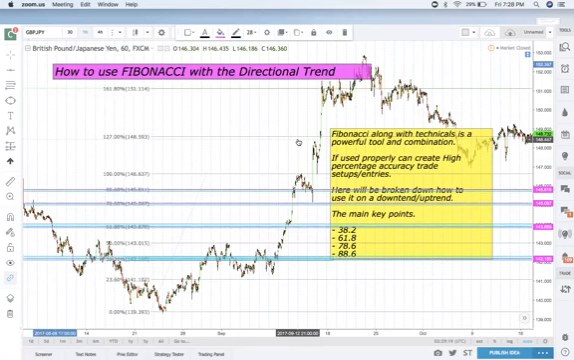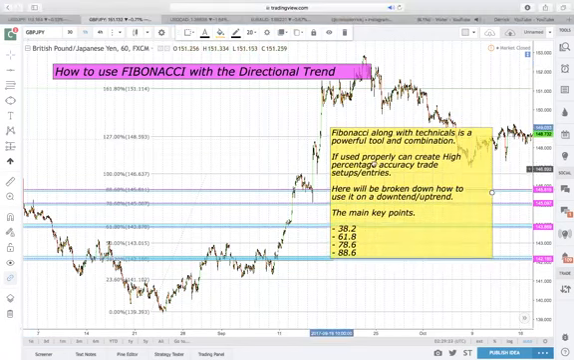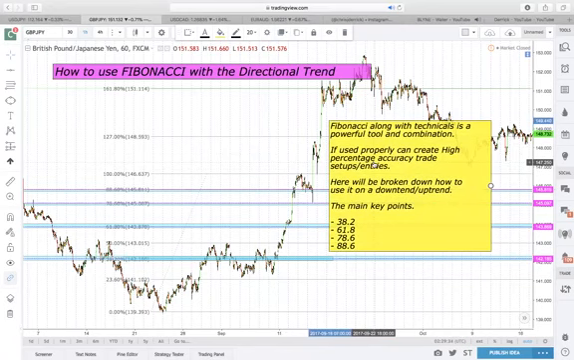Now, Fibonacci, along with technicals, is a powerful tool in combination. Okay. Powerful tool in combination. If used properly, you could create high percentage accuracy trade setups and entries, right? Here, we'll break down how to use it on a downtrend and uptrend. And these are the main key points.